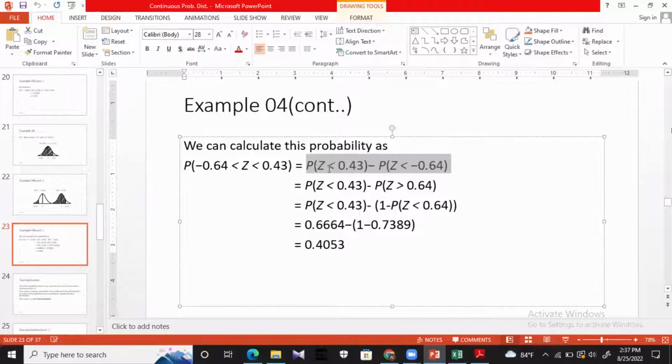Okay. Now, Z less than 0.43 can be read from the table. Therefore, please keep it the same. Don't change it. We can read that probability, right? The problem we have is with the second term, Z less than minus 0.64. Now, Z less than minus 0.64 is similar to Z greater than 0.64. Is that correct?